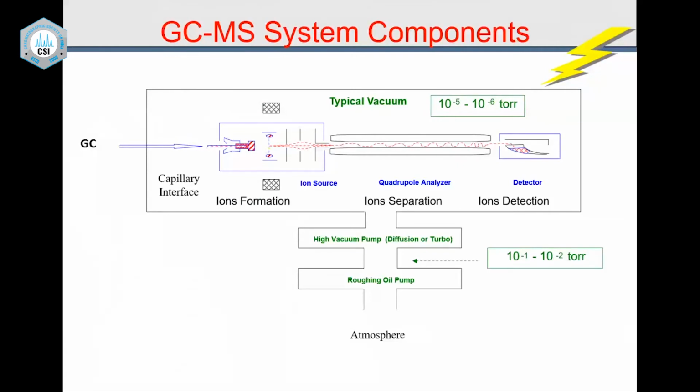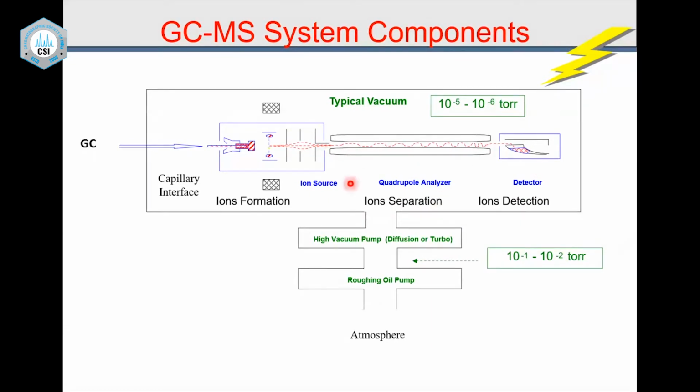Yesterday I showed you something very interesting. This is the GCMS system, so don't think this is the LCMS. I am just reminding you what we did yesterday. Yesterday I showed you the ion formation, ion separation, ion detection. So this is the ion source, quadrupole analyzer, and then your detector.